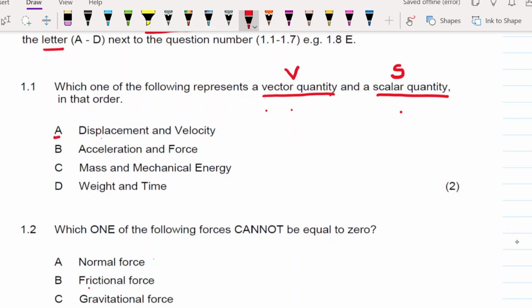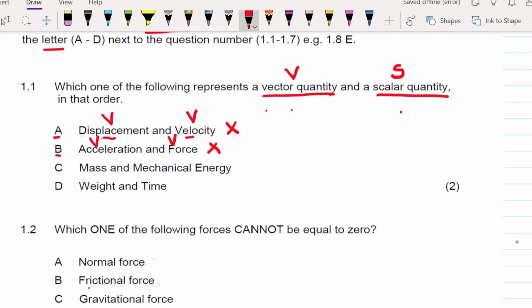Option A, we are given a displacement and a velocity. Now a displacement is a vector and velocity is also a vector. So it cannot be option A, because we are looking for a vector and a scalar. Option B says acceleration and force. Acceleration is a vector and a force is also a vector, so it cannot be option B.